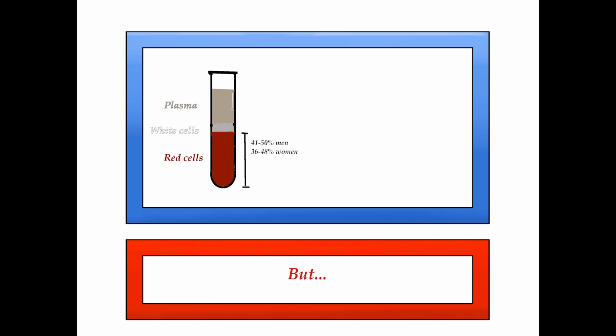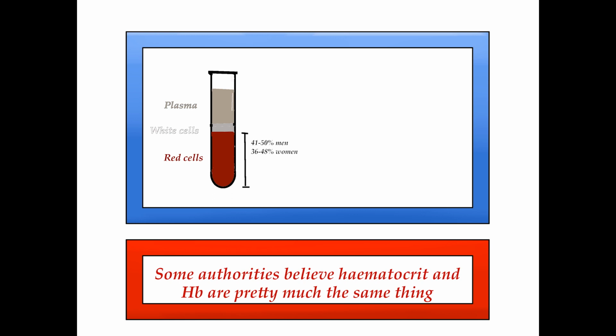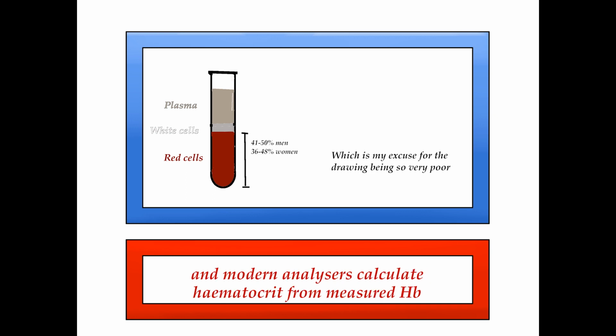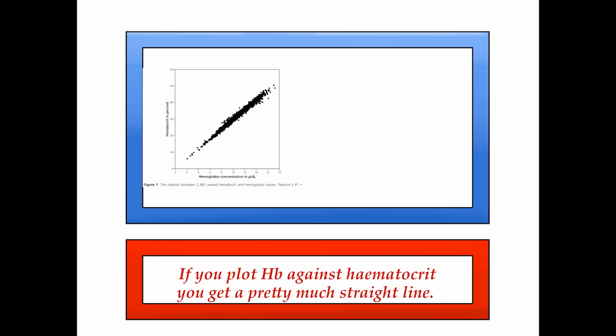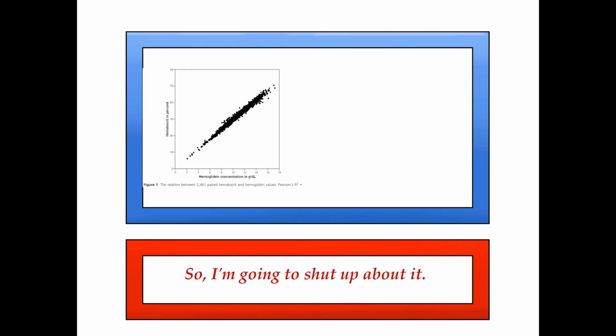But the thing is, some authorities reckon that knowing the hematocrit has no real advantage over knowing the haemoglobin, and these days, rather than measuring the hematocrit, analyzers will calculate it from the various other values it knows, including the haemoglobin. So if you plot hematocrit against haemoglobin, you get a pretty much straight line. So I'm not going to say an awful lot more about it.